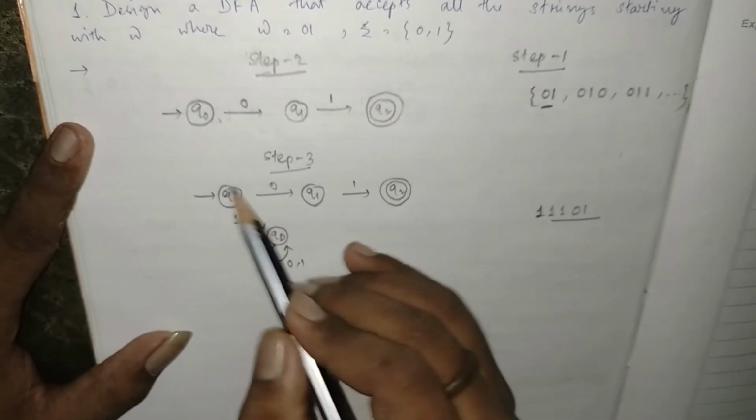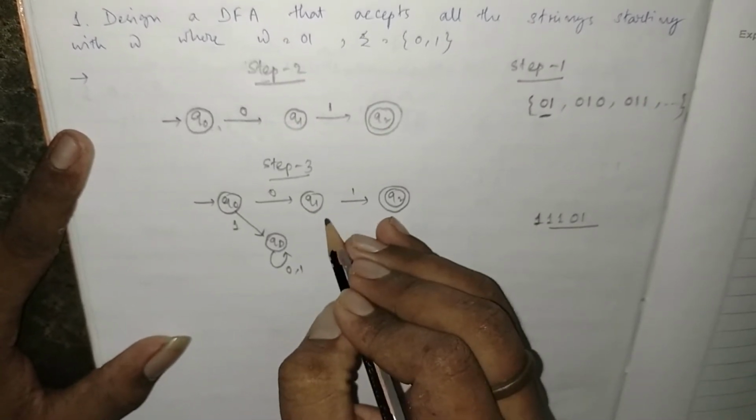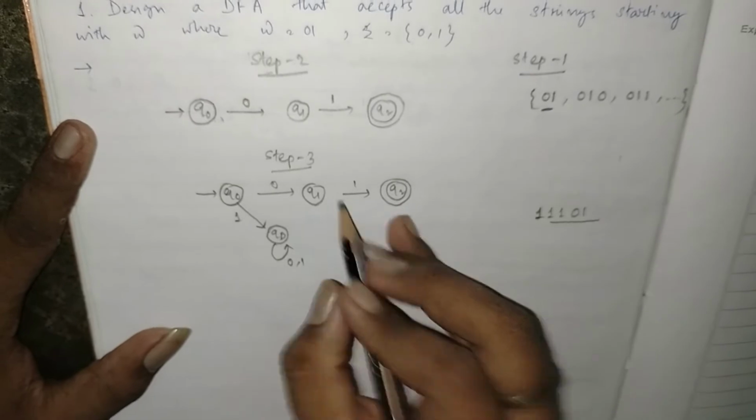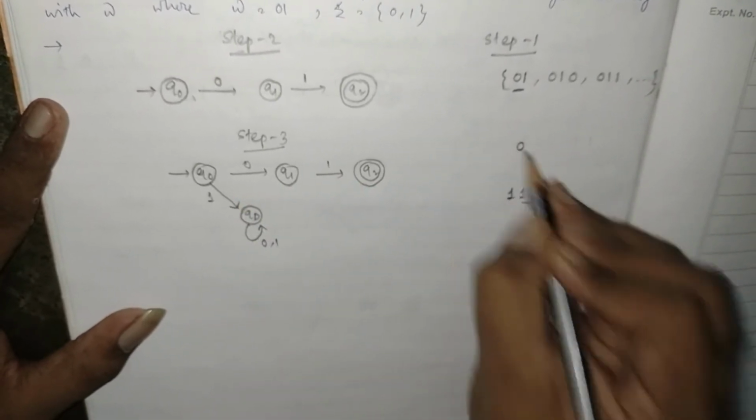Okay, so this initial state is complete. Now let's talk about this Q1. So you should have a transition for 0. So let's take an example. So we are in Q1, means we have already accepted 0 and we need 1.